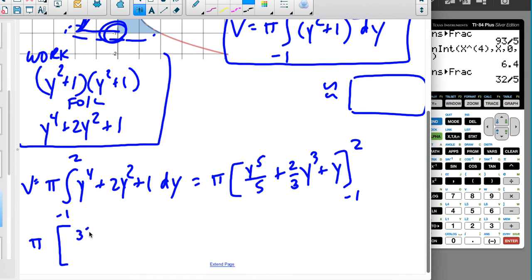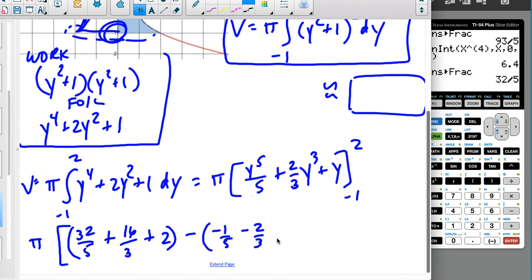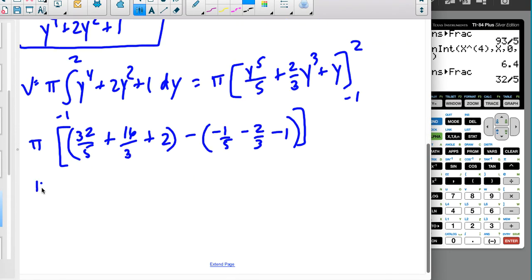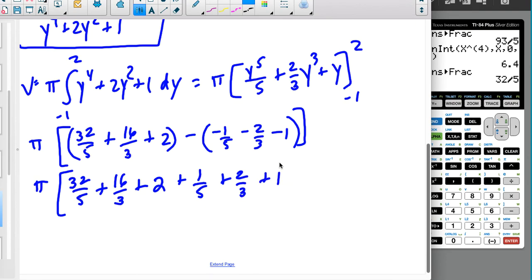So I get 32 fifths plus 16/3 plus 2, minus -1/5, minus 2/3, minus 1. And then we're going to clean that up a little. Again, this is not an unreasonable ask for a non-calculator, but it's a little bit tedious. It's not horrible, but it's not nice either. So I'm going to get a plus 1/5, a plus 2/3, and a plus 1. So I'm going to suggest you combine stuff together that already has the same denominator.